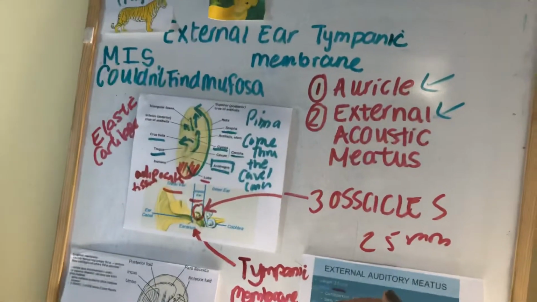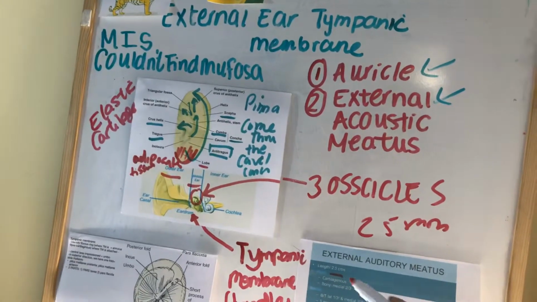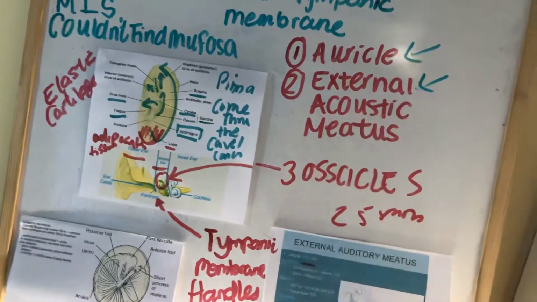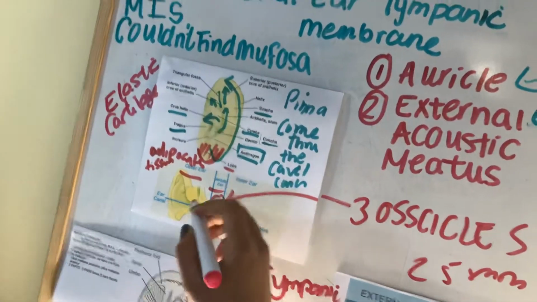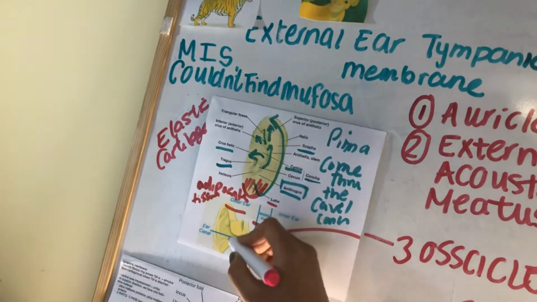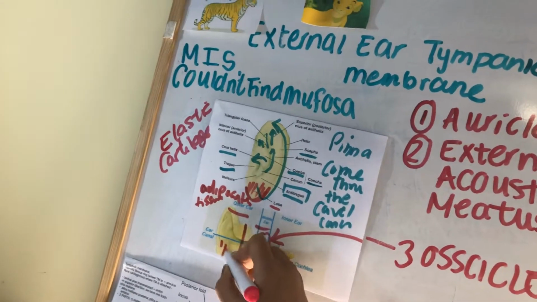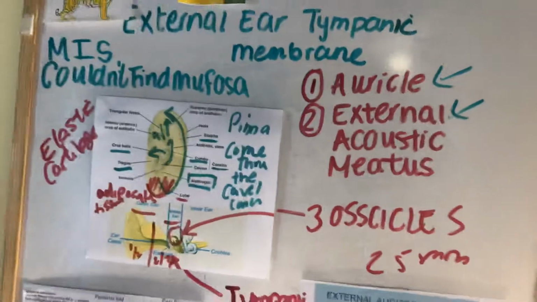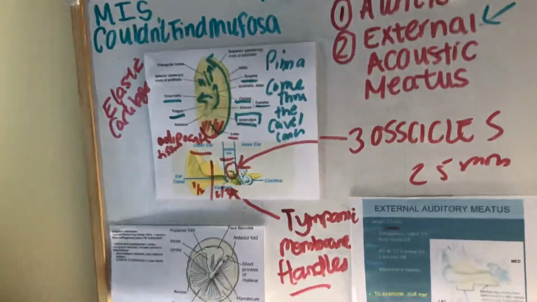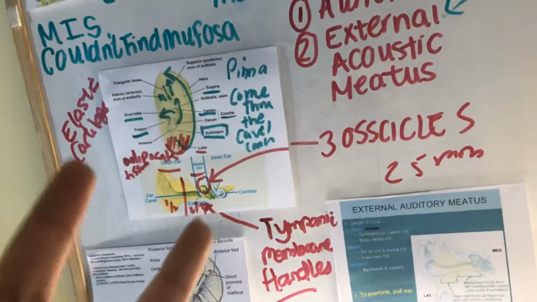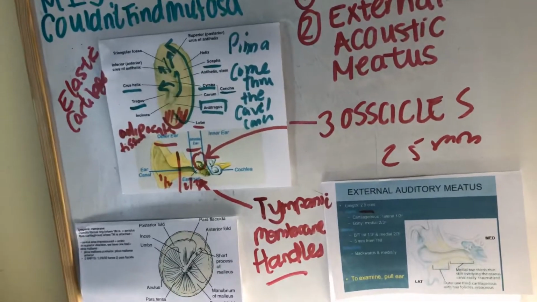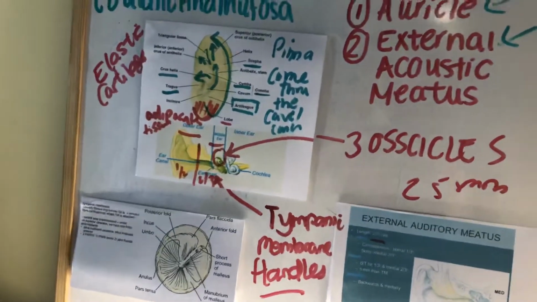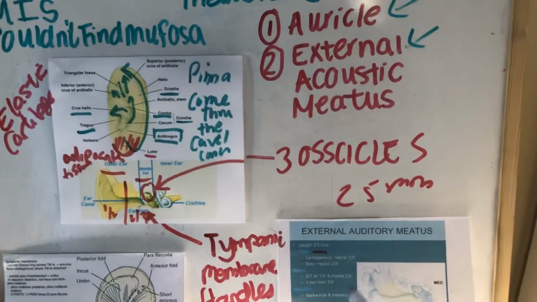Okay, moving on. Now let's talk about the external acoustic meatus. The external acoustic meatus is 2.5 centimeters, and it's actually divided into kind of like two parts. I'm going to tell you now the outer 1/3 is cartilaginous, and the inner 2/3 are bony. This is because the inner 2/3 are formed by the squamous part of the temporal bone, as well as a different part of the temporal bone. Now, the medial two-thirds are bony.